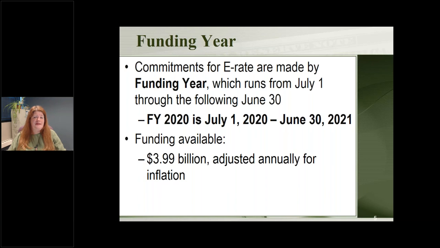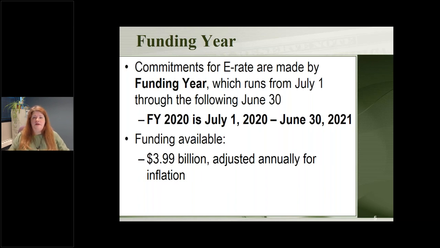There is almost $4 billion available as a minimum each year, and they do adjust that annually. This year, I know they raised the amount that was going to be available due to inflation. I can't remember off the top of my head. It's now 4-point-something billion if you look for the official amount. But there's plenty of money to go around to everybody. You just need to apply for it.